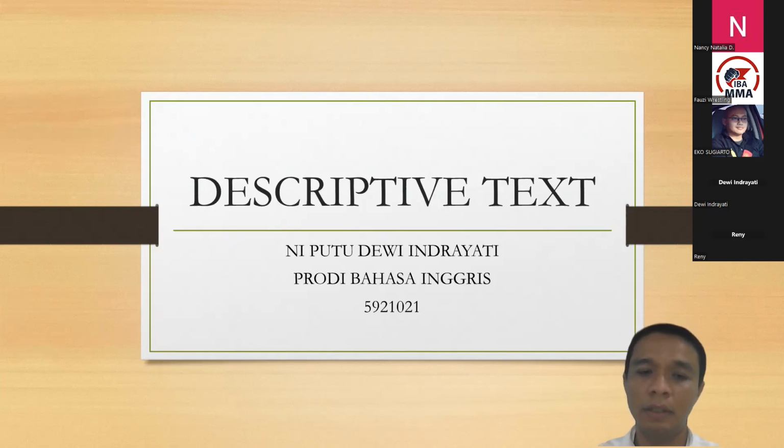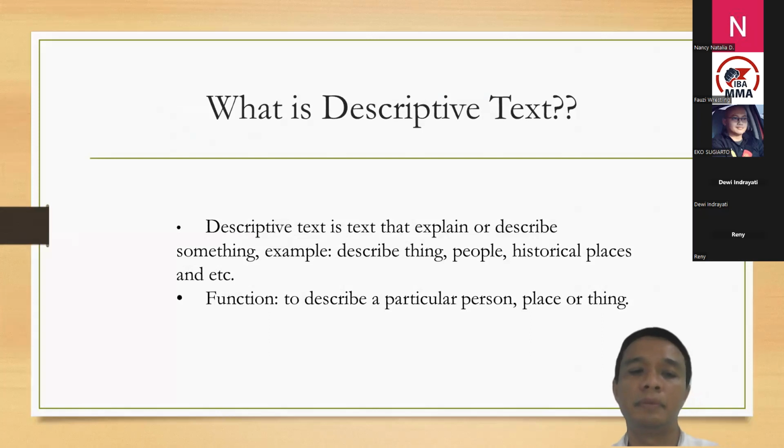What is descriptive text? Yes, please, Pak. Thank you so much. What is a descriptive text? Descriptive text is a text that explains or describes something. Example, describe things, people, historical places, and etc. Function is to describe a particular person, place, or thing.